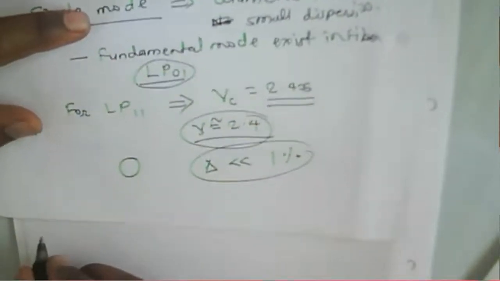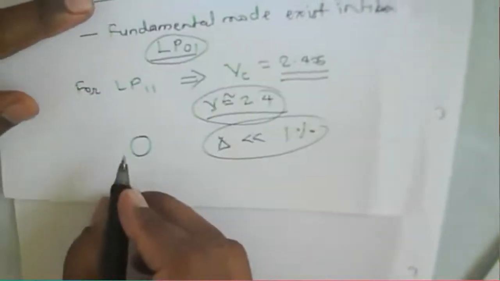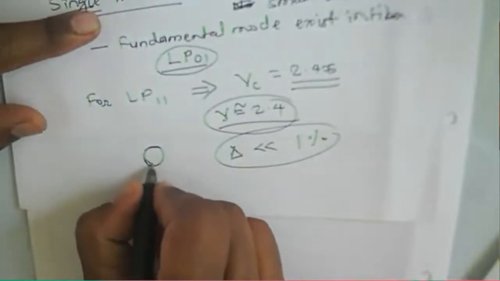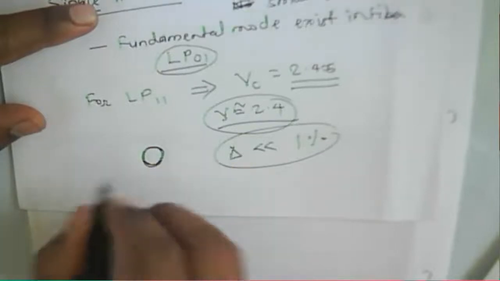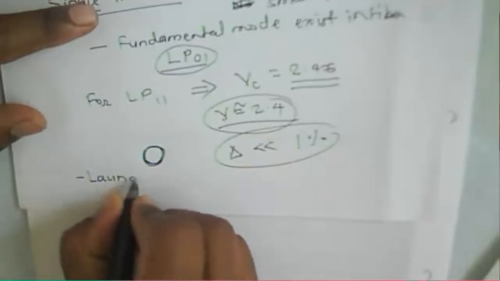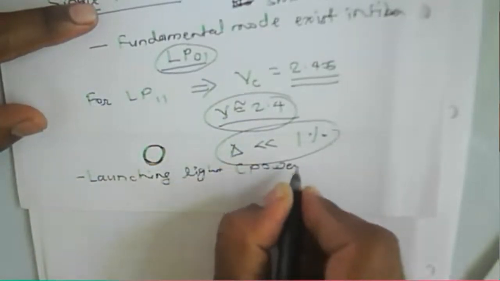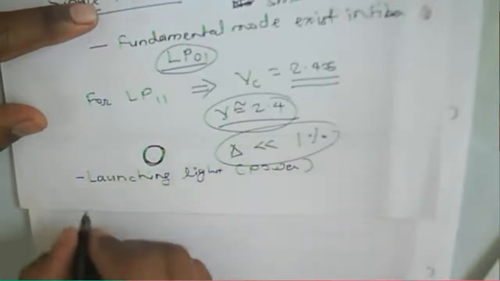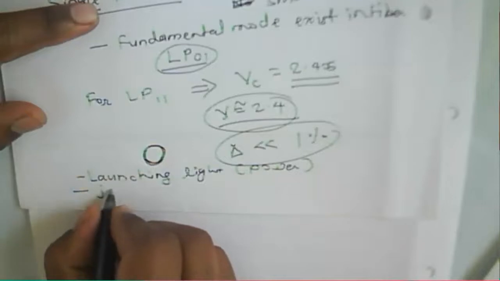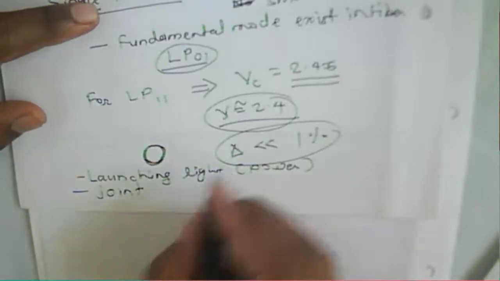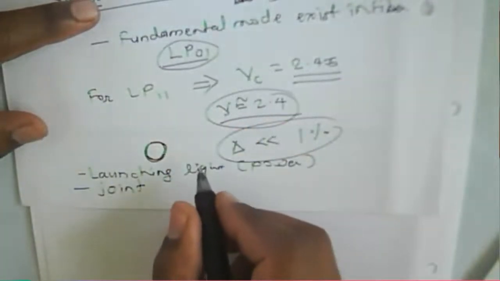But even if we say a small core, there are drawbacks of the small core. What are the drawbacks of a small core? Due to the small core of a fiber, launching light or power inside this particular fiber is difficult. Even if we join two fibers, the joint is difficult. When we are joining two fibers, the joint is difficult.